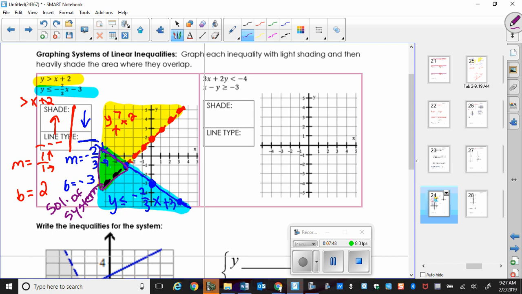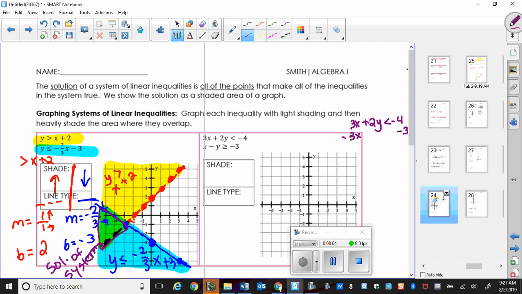What about the second portion of this? Well, the problem with the second system here is that y is not by itself. So I'm going to go ahead and do that. I have 3x plus 2y is less than negative 4. So I'm going to move the x term over, and I get 2y is less than negative 4 minus 3x. Divide both sides by 2, so that's each individual term. Y is less than negative 2 minus 3 over 2 times x.